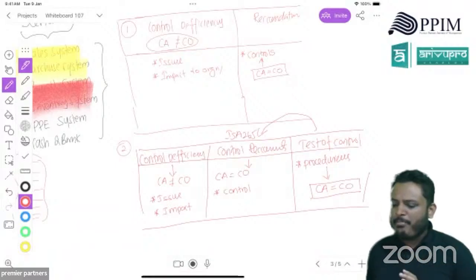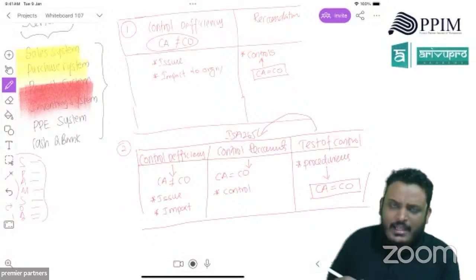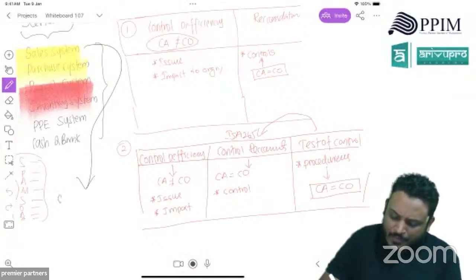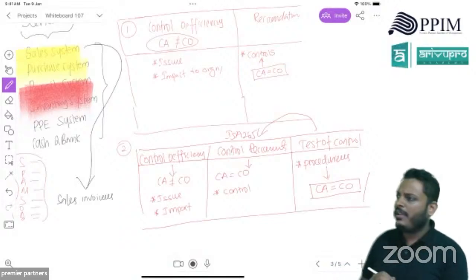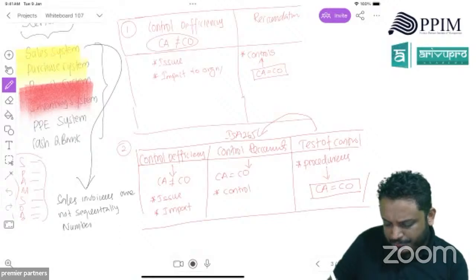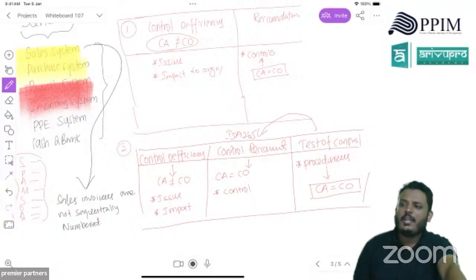So let's make it very simple to make you understand. There was a case study, it's about, let's say, the sales system. The case study said, sales invoices are not sequentially numbered.